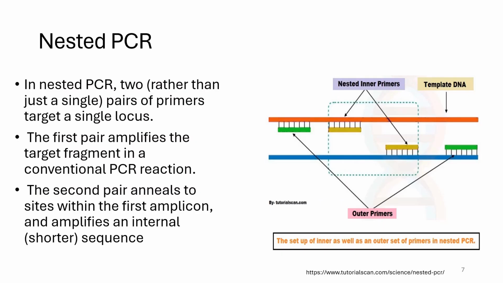Now let us look into some variations of the conventional PCR. Nested PCR. In nested PCR, two rather than just a single pair of primers target a single locus. The first pair amplifies a target fragment in a conventional PCR reaction. The second pair anneals to the sites within the first amplicon and amplifies an internal shorter segment.